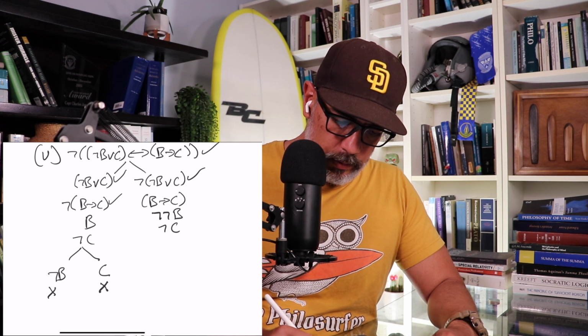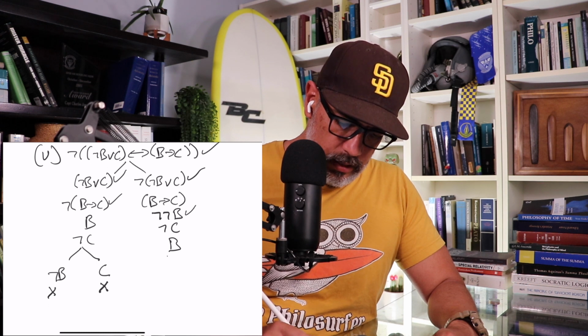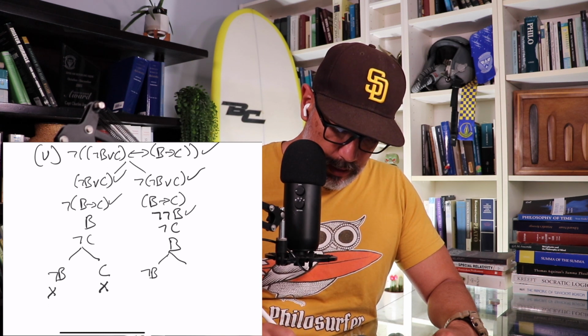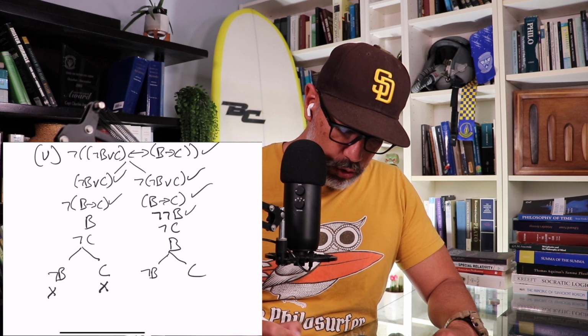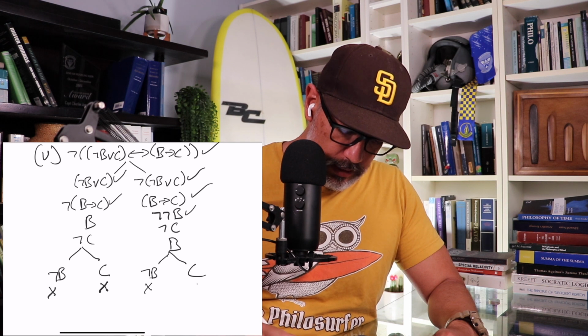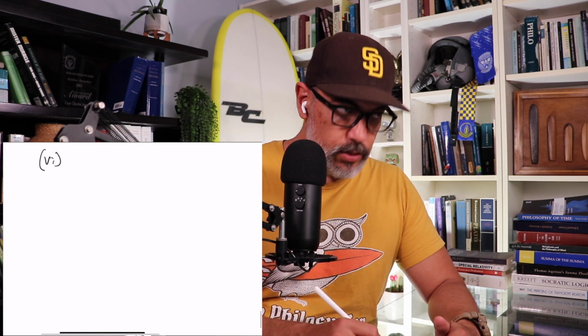Not not B is a double negation. Then if B, then C, the rule gives not B, C, like that, check. B and not B close out that branch. Not C and C close out this branch. Contradiction.